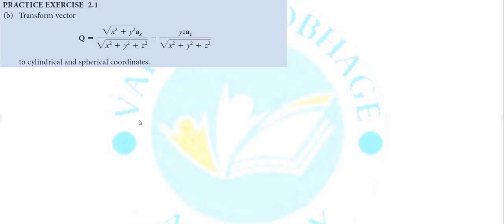Hello everyone. In this video we are going to discuss practice exercise 2.1 for its second part, because in the previous part we have converted the given vector into a cylindrical form. Now here in this video we are going to convert your given vector into its spherical form.